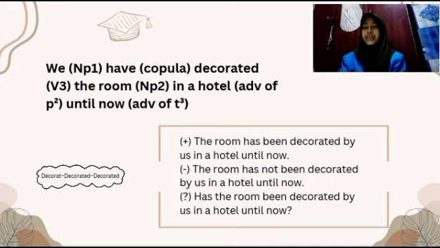The example for a positive sentence is: the room has been decorated by us in the hotel until now. And for a negative sentence: the room has not been decorated by us in the hotel until now. Has not. And for an interrogative sentence: has the room been decorated by us in the hotel until now?